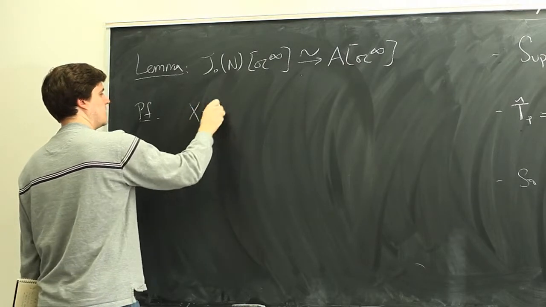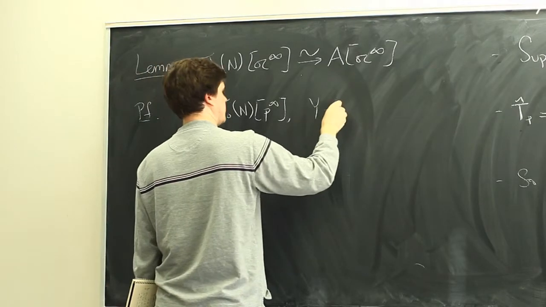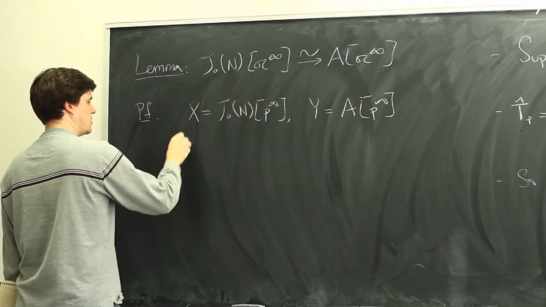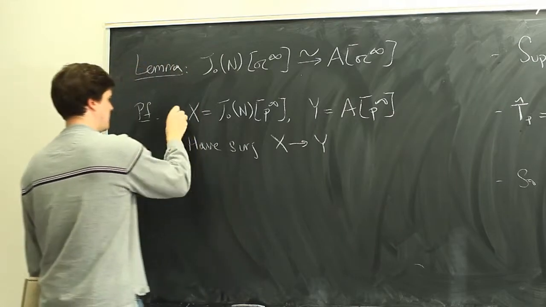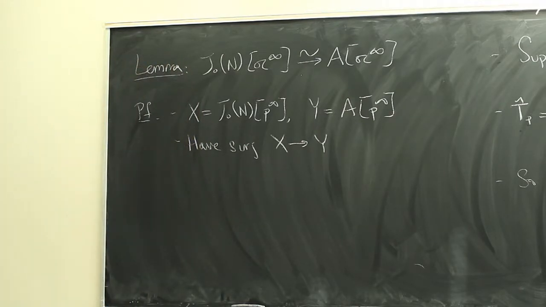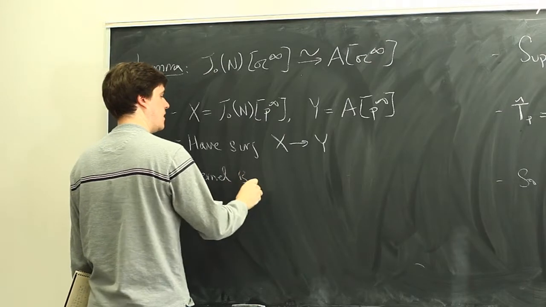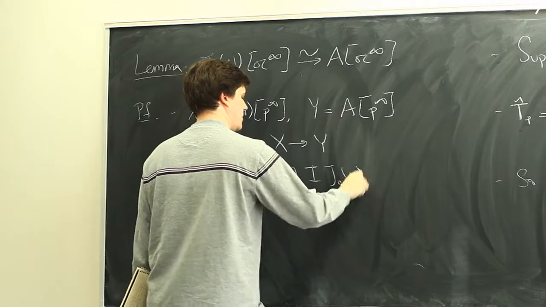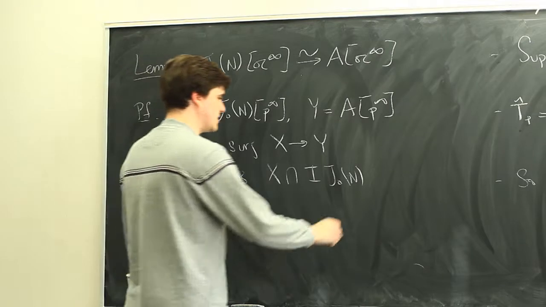Okay, so I'm going to let X be the P infinity torsion in J0n. I'm going to let Y be the same thing in A. So we have a surjection from X to Y. The surjection of abelian varieties induces one on the p-divisible groups. And the kernel of this map is clearly the intersection of X with I times J0n, right? Because the kernel of the map to A is I times J0n. And this is actually equal to I times X.